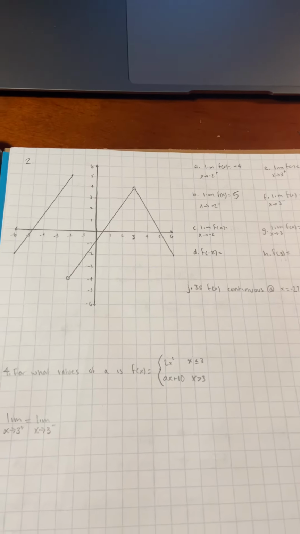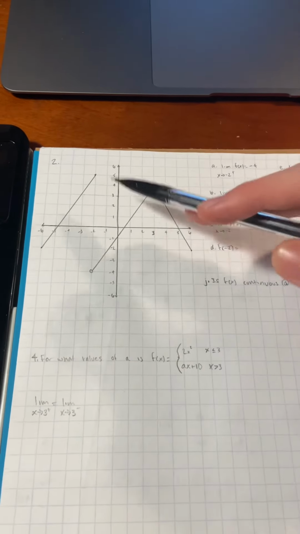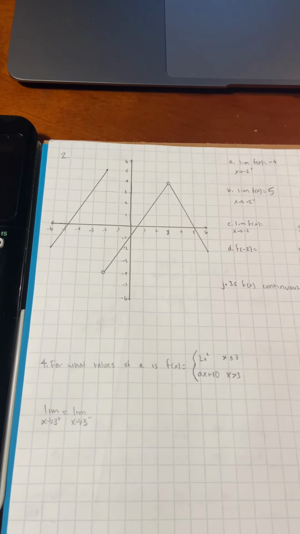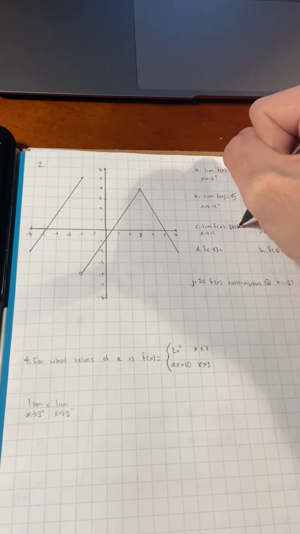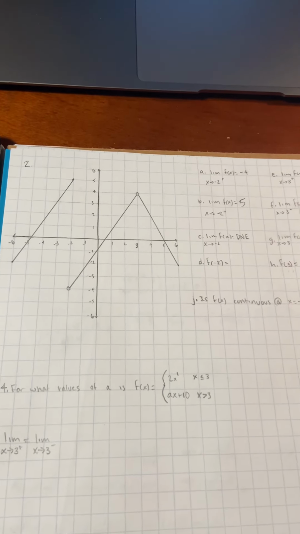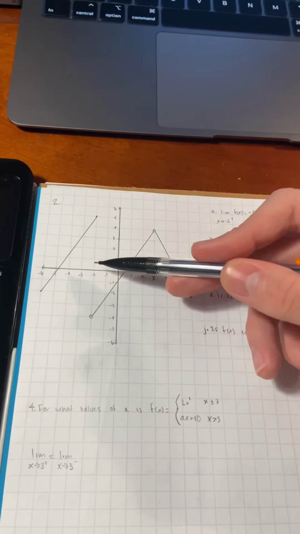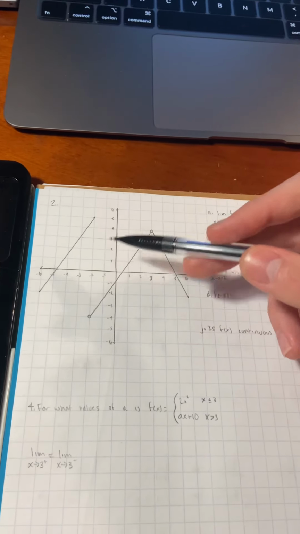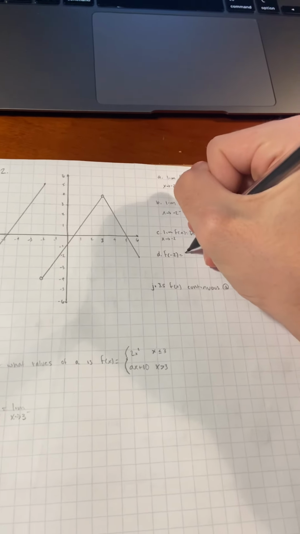C is asking for the limit as x approaches -2, not from the left or right side, and because it approaches from two different values, the limit does not exist. And for D, it's asking for f of -2. There's a hole here at -2, but it does equal 5 at -2.